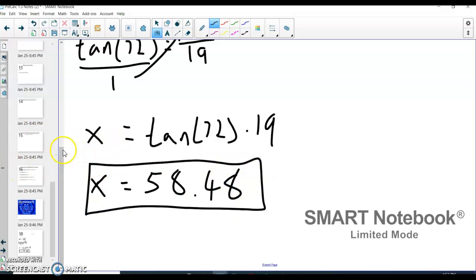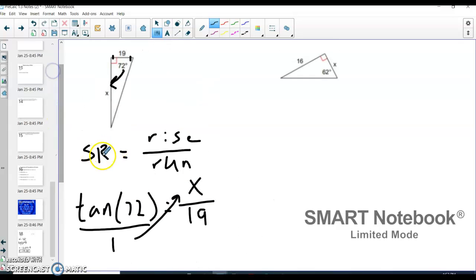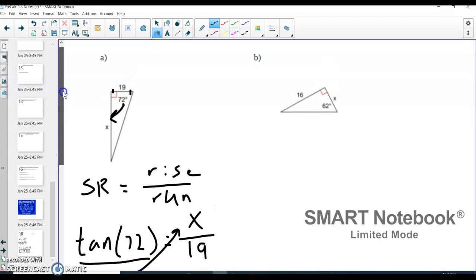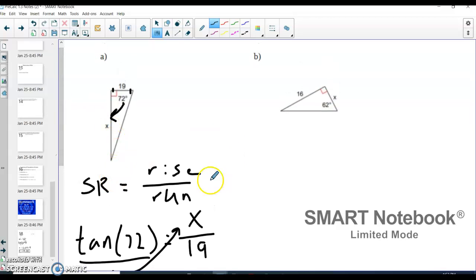Okay? And so the big one there again, just remember slope ratio set equal to the rise over the run. Let's try it again here in part B. So again, slope ratio set equal to the rise over the run. The slope ratio is going to be the tangent of my angle they're giving me, which is 62, set equal to the rise over the run. Well, remember the rise is always across from your angle, the opposite side from your angle. So in this case, it's 16, and the run would be x.